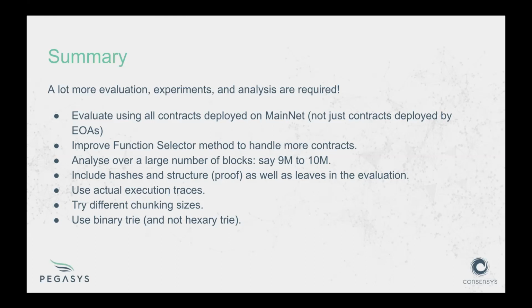And for the jump test, fixed and strict, we need to try different chunking sizes to work out what's the optimal size. And I think all of the analyses thus far, both by us and by others, have been using hex tries. So using binary tries would be very useful, because it may give different results. Well, it will give different results, and understanding exactly what the differences are is important.